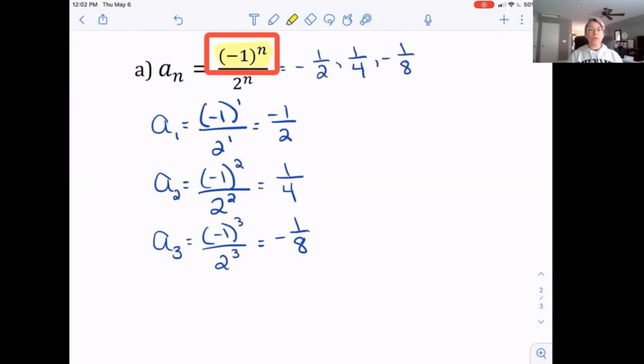This (-1)^n is one way of getting that oscillating sign, those alternating signs. If you want it negative, you can do (-1)^n. If you want to start with a positive, you could do (-1)^(n-1) or (-1)^(n+1). Now let's get down to the 30th term.